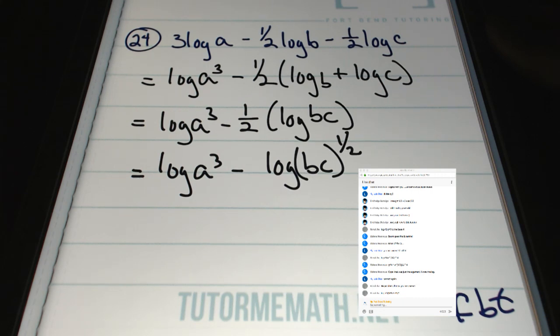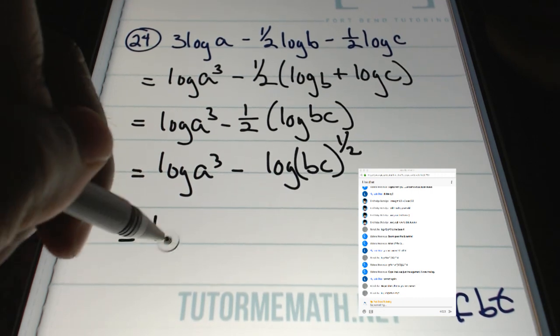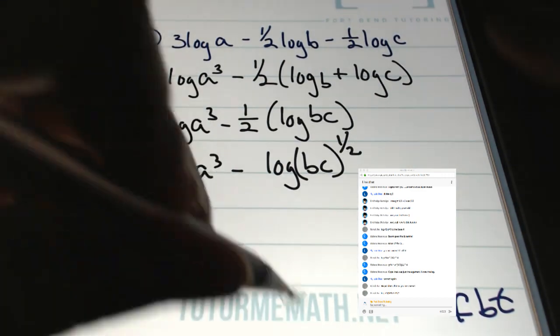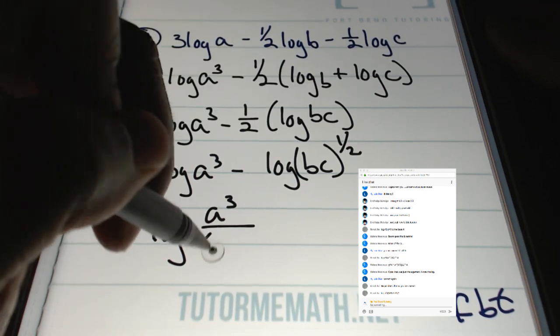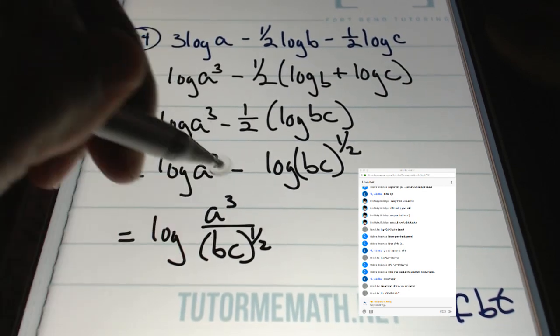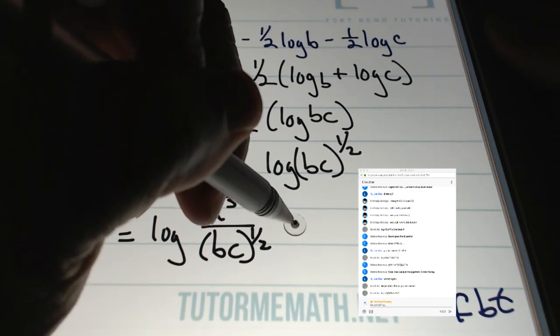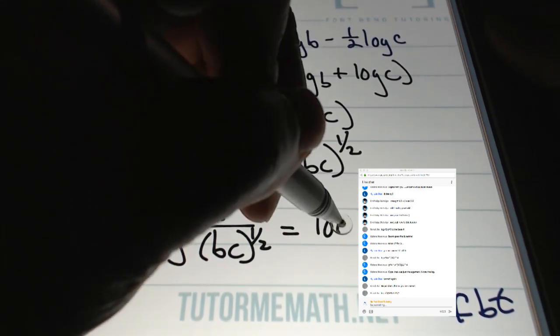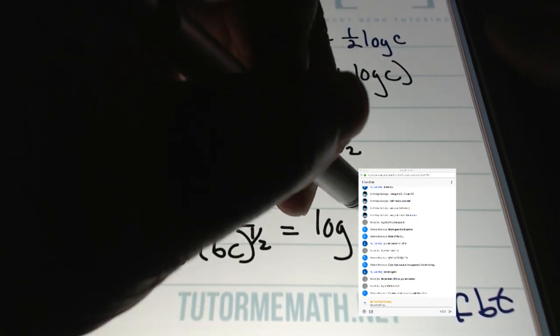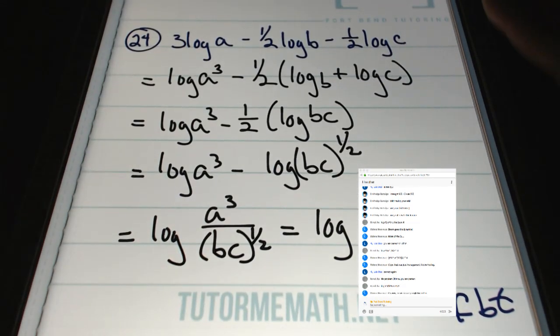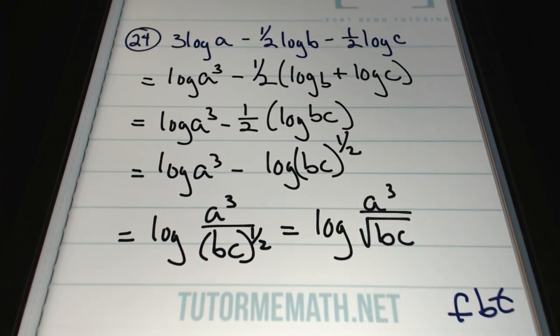Now, I'm going to do the quotient rule. We'll have log of a cubed over the quantity BC to the 1/2 power. And depending on the authors, they'll have you write it as log of a cubed divided by the square root of BC. Now, normally you wouldn't leave a radical in the denominator, guys. Let's get rid of that chat so you can actually see what I'm talking about. There you go. So now you would end up with the following result.